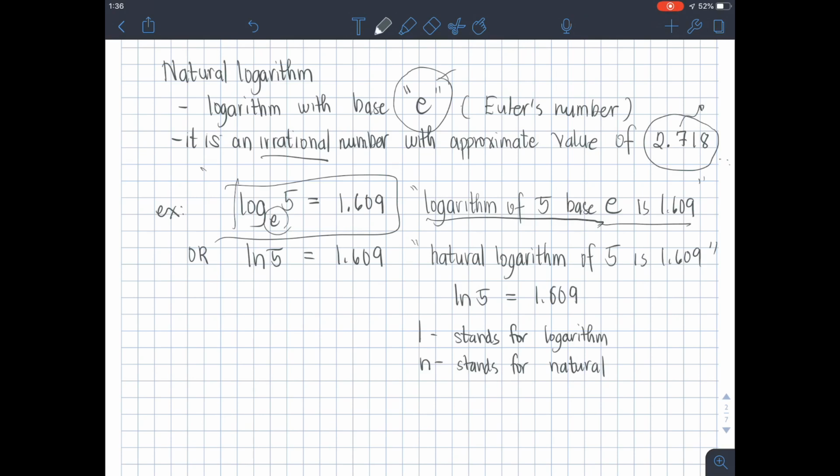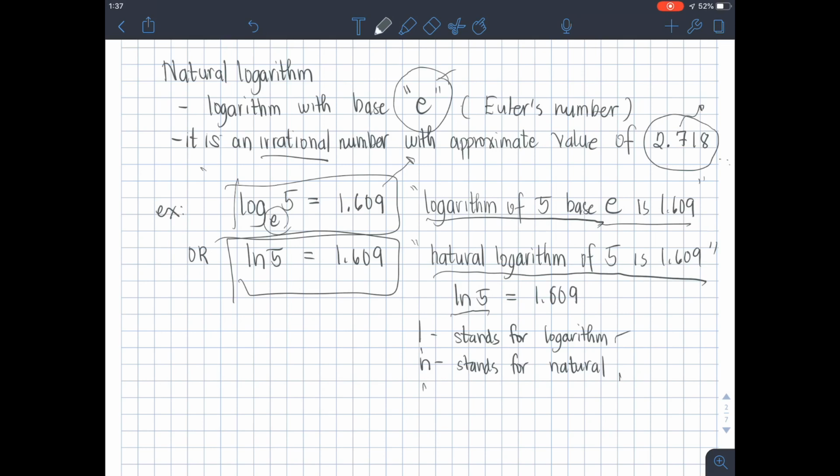So, masosolve natin ito usually kapag gumamit tayo ng calculator. Okay? Other notation for natural logarithm, or logarithm with base e, ay itong notation natin na ito, yung may ln. Okay, so binabasa natin ito as natural logarithm of 5 is 1.609. Kaya ln kasi yung L stands for logarithm and then yung N stands for natural.